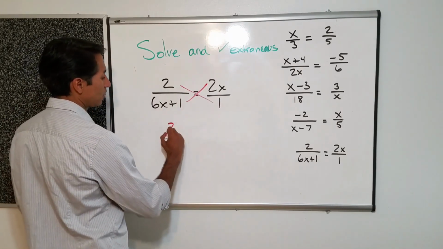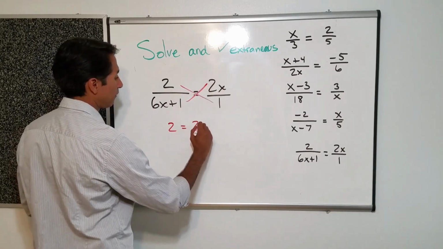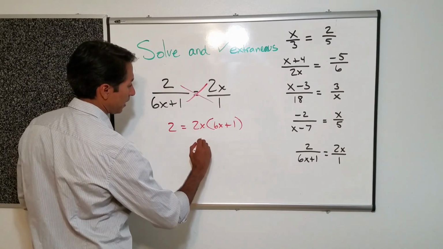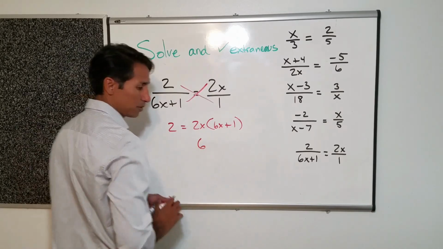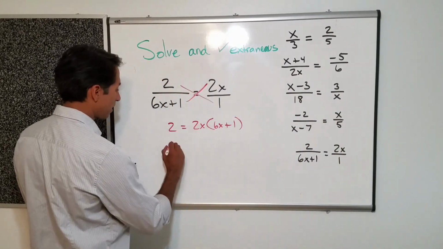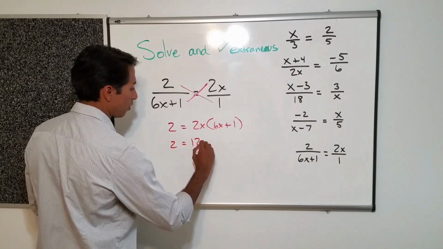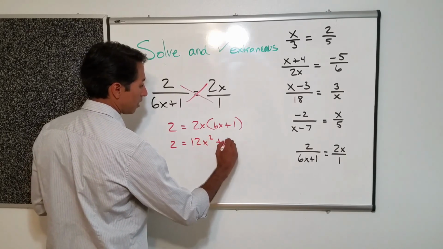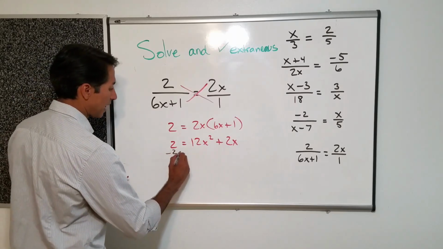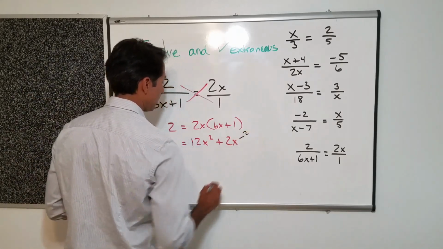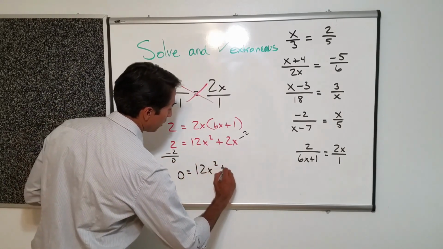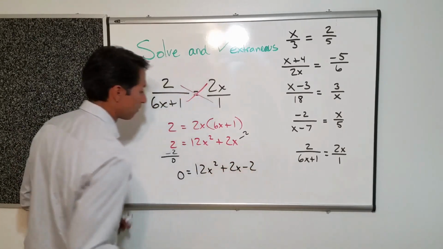2 times 1 is 2, and then I have 2x times 6x plus 1, which is going to give me a, what's that? Oops, made a mistake there. Let me erase that. Got 6's on the brain. 2 equals 12x squared plus 2x. Again, let's zero this out. Minus 2, minus 2. So 0 equals 12x squared plus 2x minus 2.